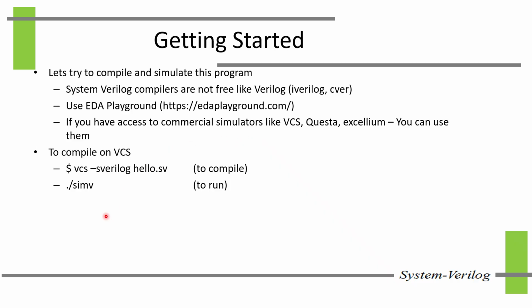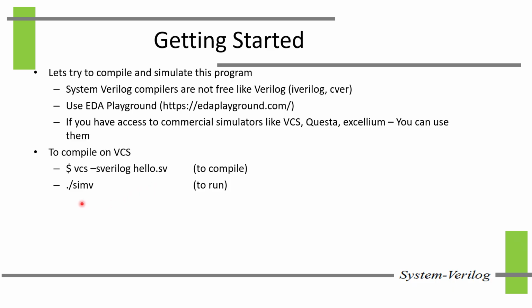The first command to compile your program is vcs -sverilog hello.sv. Here VCS launches the Synopsys compiler. This -sverilog is an option. It tells the compiler that our source file is written in SystemVerilog. And hello.sv is our source file name. When this command executes, VCS compiles the code and generates an executable simulation file that is called simv.